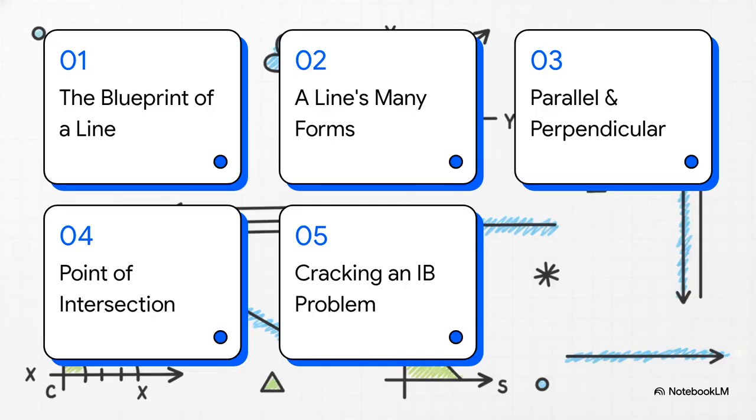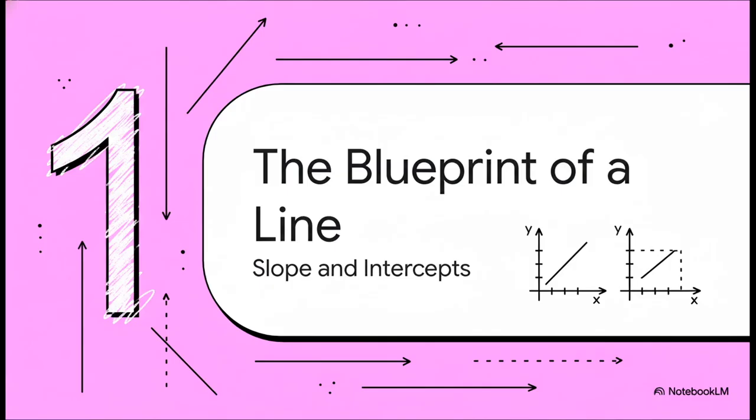So here's our game plan. We'll start with the absolute fundamentals, the blueprint of a line. Then we'll check out the different outfits a line can wear, its algebraic forms. After that, we'll see how lines actually interact with each other, figure out where they meet, and then, the grand finale, we'll put it all together to crush a typical IB exam question. Right, let's dive into section 1.